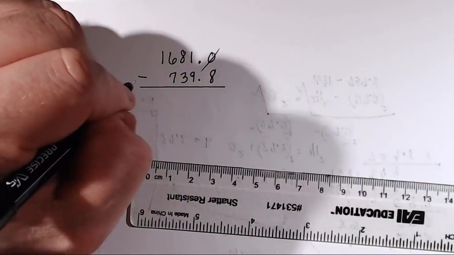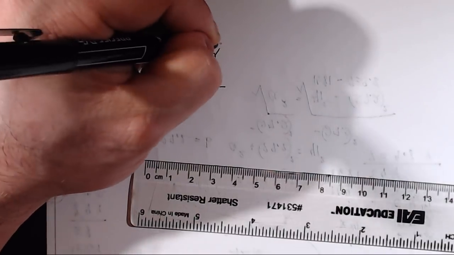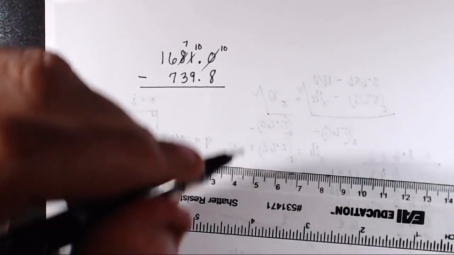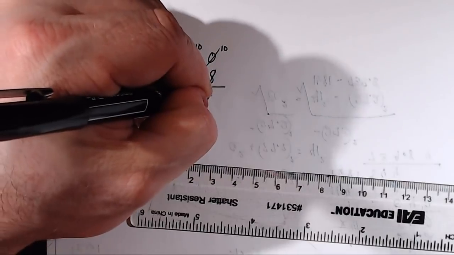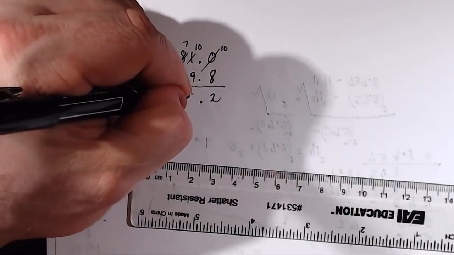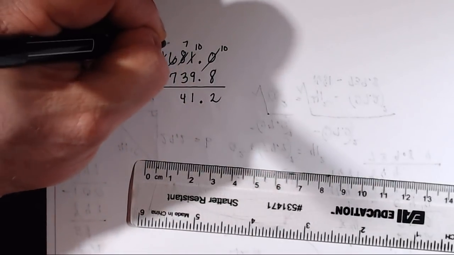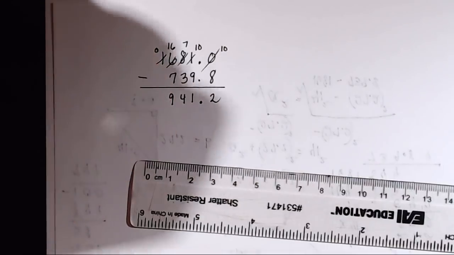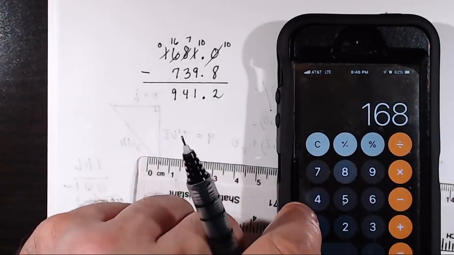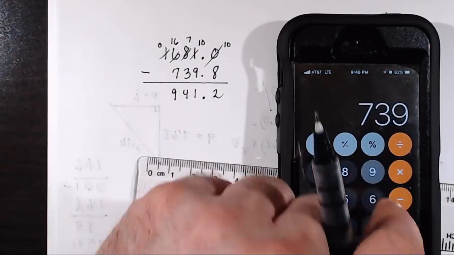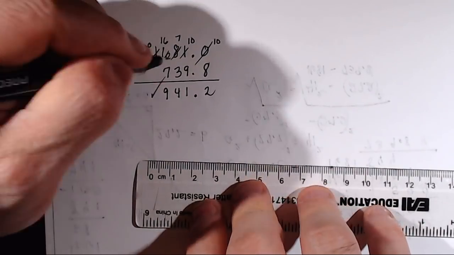So borrow 7, 10, 10. Okay. 10 minus 8 is 2. 10 minus 9 is 1. 7 minus 3 is 4. 6 minus, okay, borrow. 16 minus 7 is 9. So is it in fact true that 1681 minus 739.8 equals 941.2? Good. Awesome.